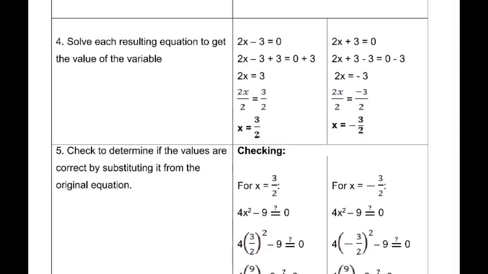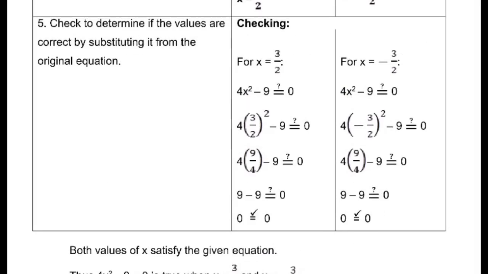Then for the second one, 2x plus 3 equals 0. Transpose 3 to the right side. So this will become 2x equals negative 3. Then x here is equal to negative 3 over 2. Then last step is we're going to check. So substitute 3 halves and negative 3 halves to the original equation.